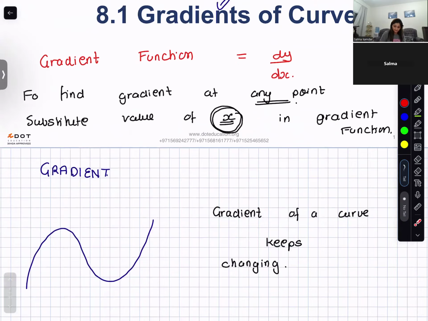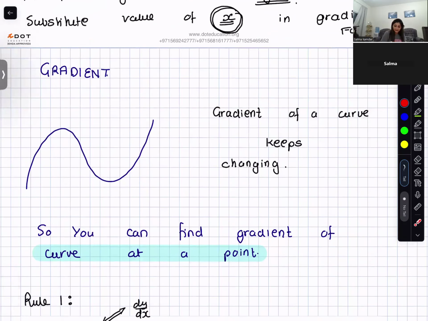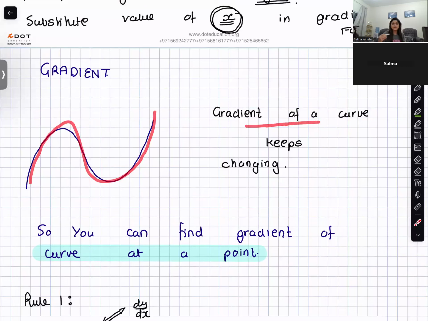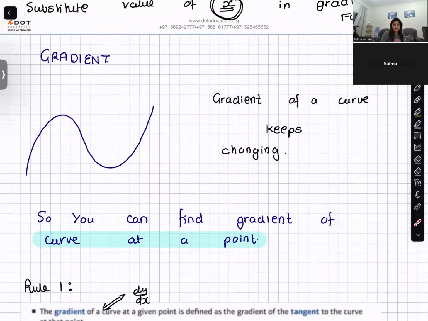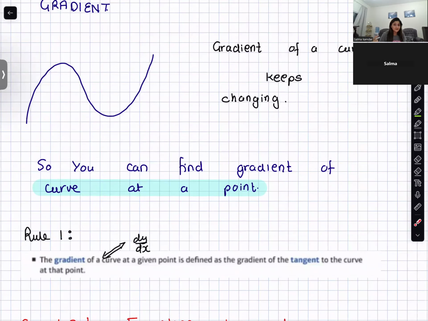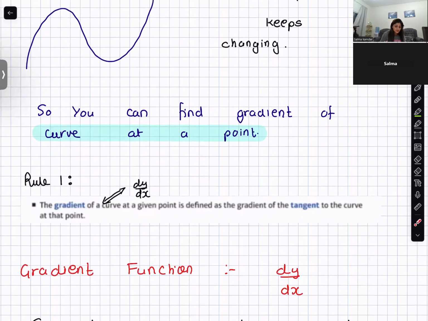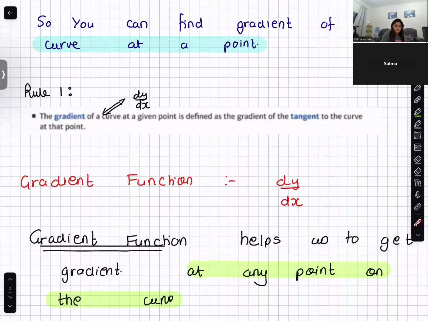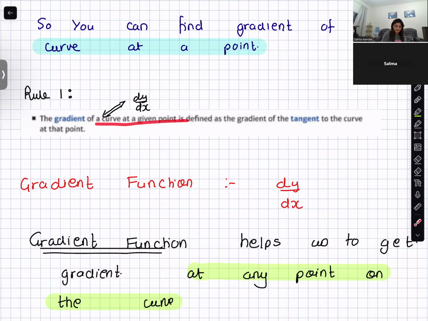So you know that when you have a curve, the gradient of the curve will keep on changing. Since the gradient keeps on changing, you cannot find a common gradient, so you have to find the gradient at a point. So your first rule is that the gradient of the curve at a given point, that means the gradient function, is the gradient of the tangent to the curve at that point.